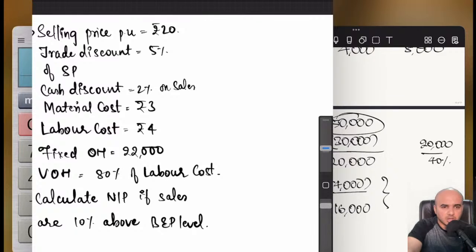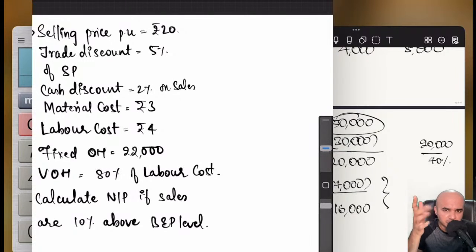Okay, what do we have here? Selling price data is given. That is 20 rupees. Trade discount 5% they say. That is also fine, not an issue. Cash discount is 2% on sales. Cash discount will not come here actually, because cash discount is purely an accounting concept. I hope you know the difference between trade and cash discount.